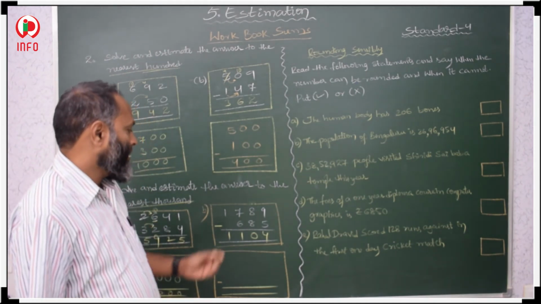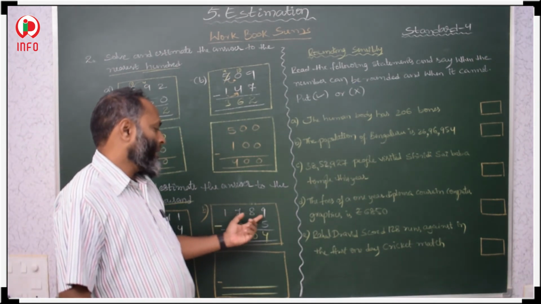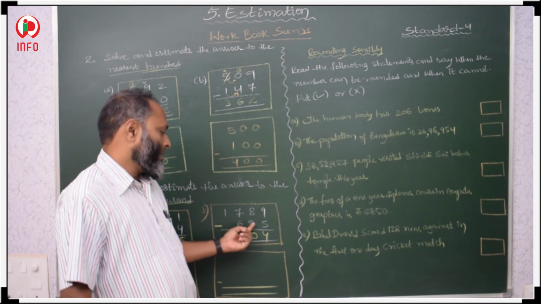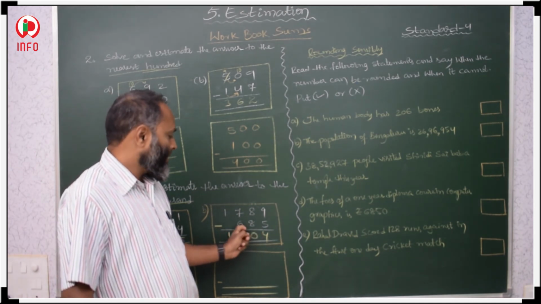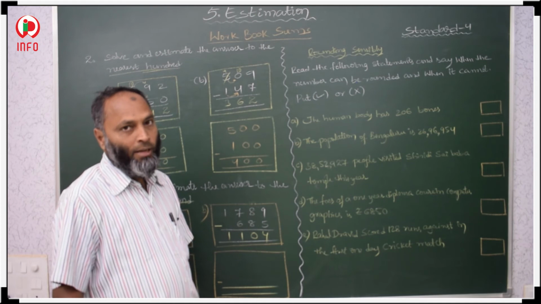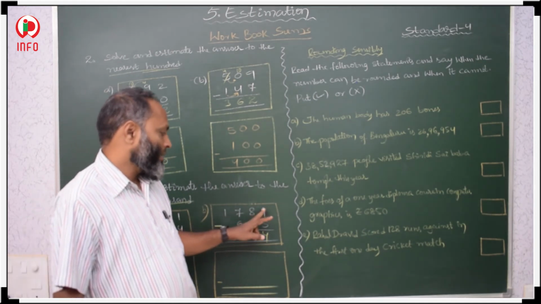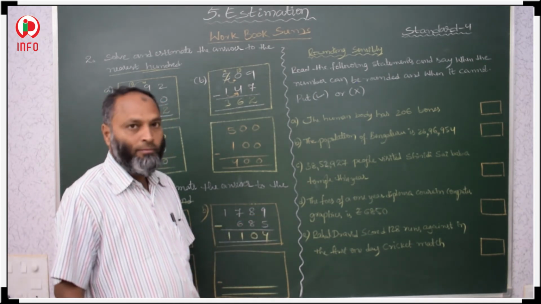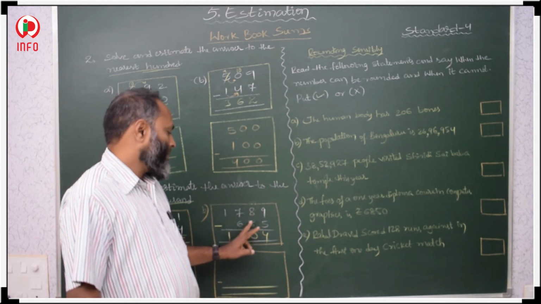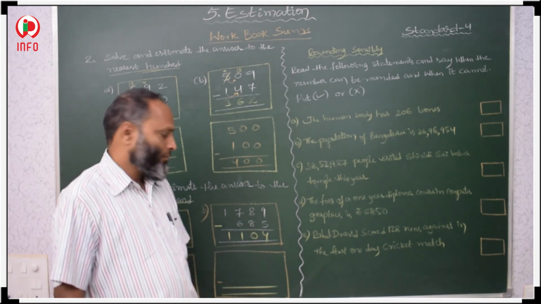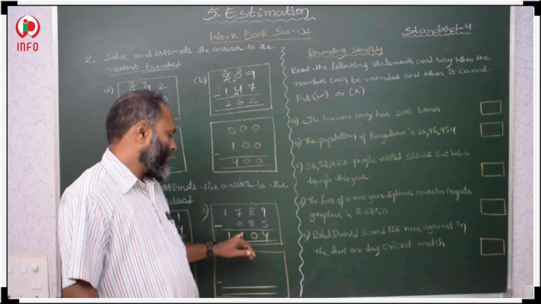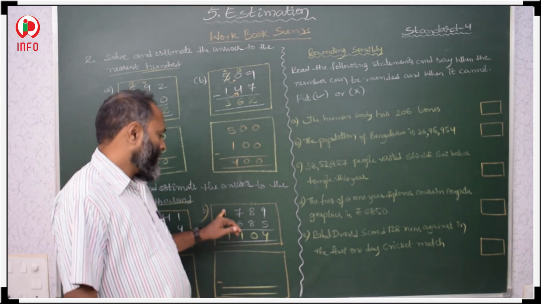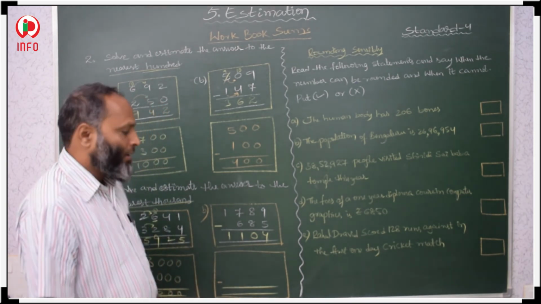Here subtraction. See here, 1789 minus 685. Now in the ones place, 9 minus 5 is 4. 8 minus 8 is 0. And 7 minus 6 is 1. And this one as it is.